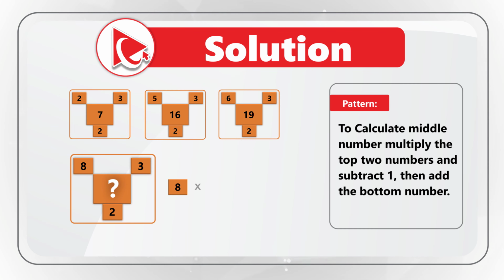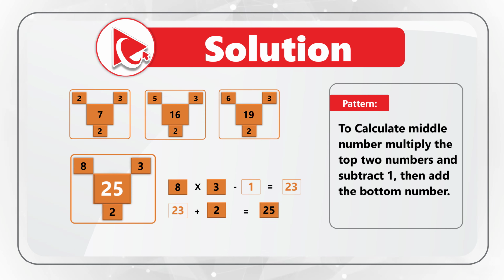8 multiplied by 3 minus 1 equals 24 minus 1 equals 23. 23 plus 2 equals the missing number, which means that the missing number is 25. So the correct choice here is choice C, 25.